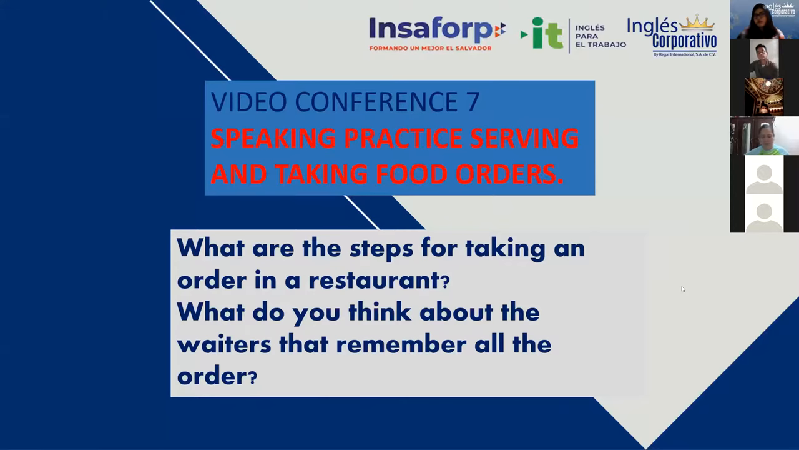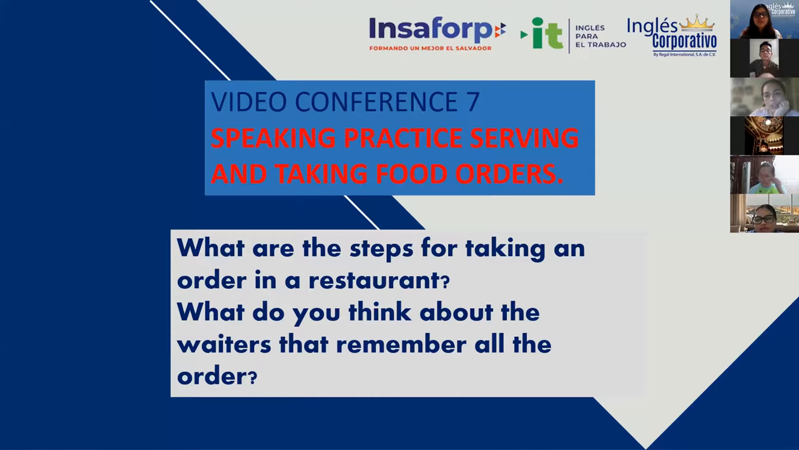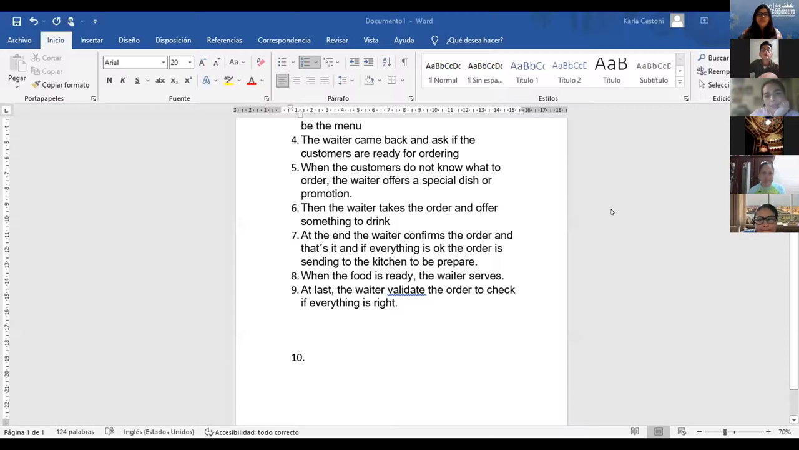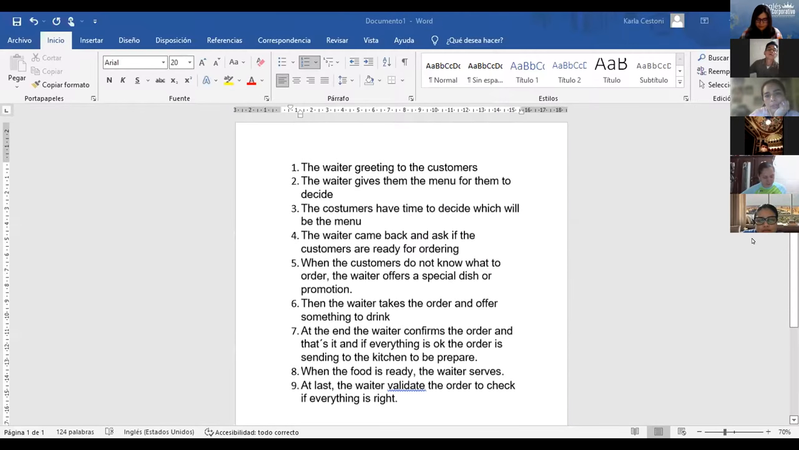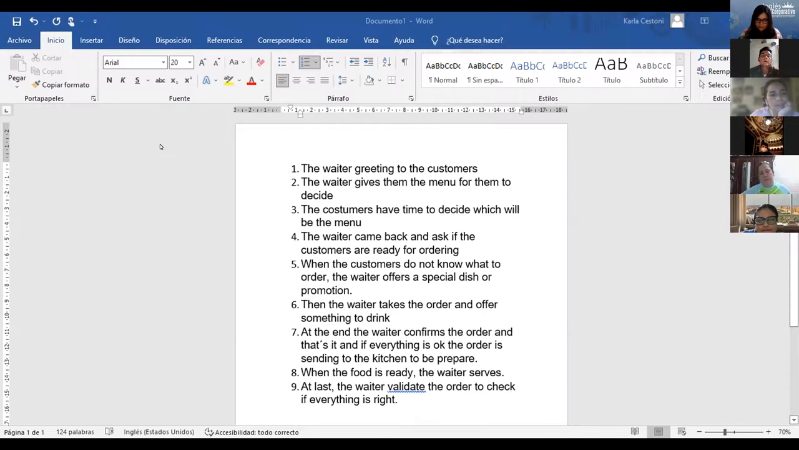What are the steps for taking an order in a restaurant? Tell me. What are the steps for taking an order? One volunteer. Only one. Wait, teacher. Yes. Okay. I am going to share, my classmate is going to read. Perfect. Can you see? Yes. Okay.